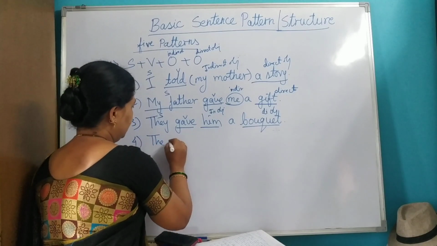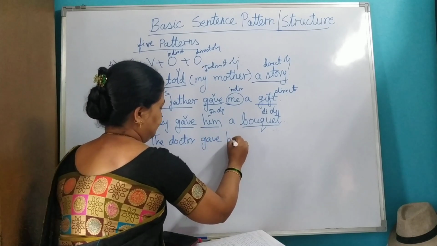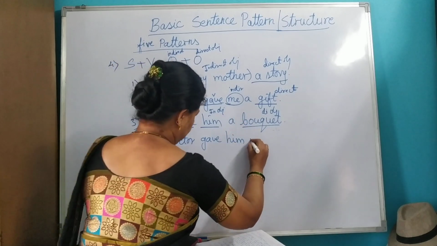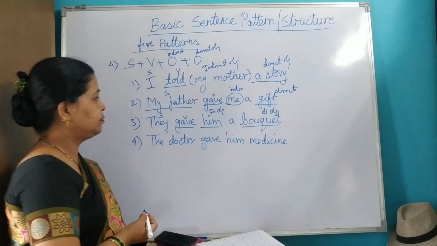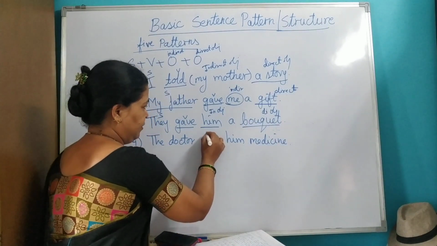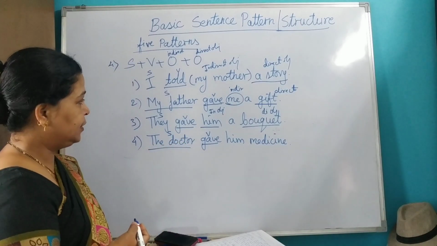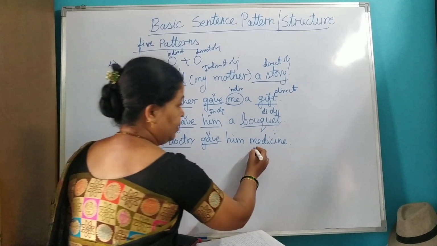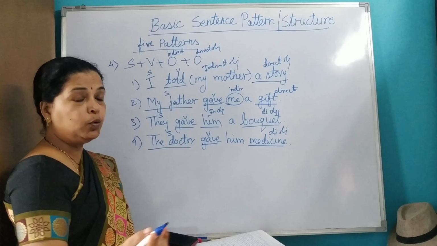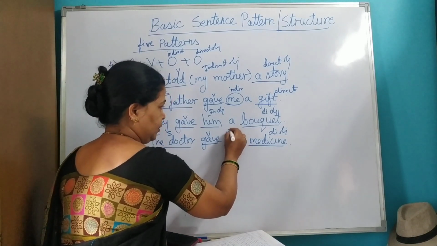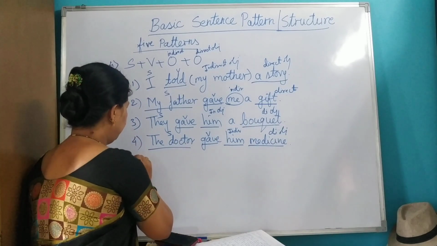There. The doctor gave him medicine. Okay? Again, gave, verb. The doctor, subject. Gave what? Medicine. Direct object. Gave medicine to whom? Him. Indirect object. Okay, last example we see.